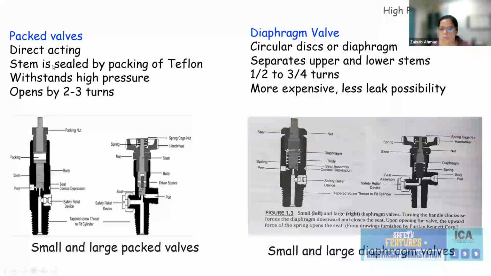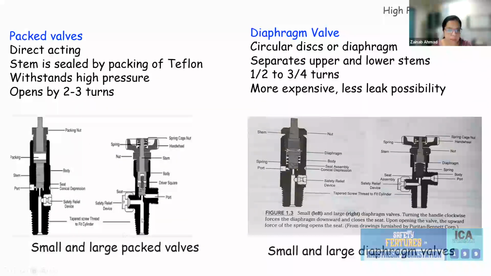So these valves help in sealing the cylinders against any leaks. Packed valves are direct acting and they withstand very high pressure. So when you see your cylinder and if it opens after 2 to 3 turns, then you can understand that your valve is a packed valve. There are some newer types of valves called diaphragm valves, which need only half to 3/4 of a turn. You don't even need one full turn to open the valve.